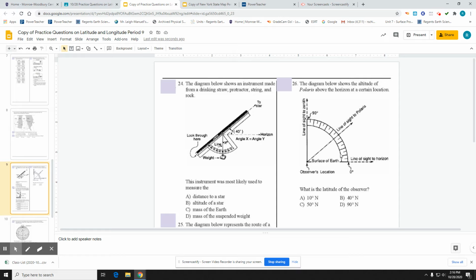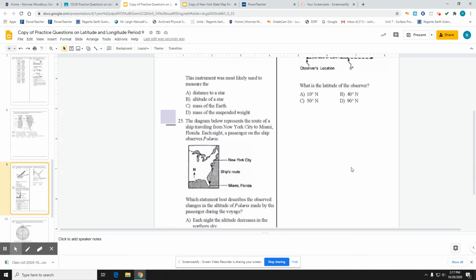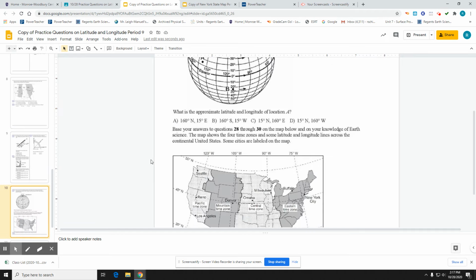Number 26, we're looking at this. It looks kind of like a protractor here, but this is the angle of sight to see Polaris. So we want to figure out what this angle is right here. Now, there are altogether 1, 2, 3, 4, 5, 6, 7, 8, 9 boxes in this 90-degree span here. So each box is worth 10. So if I counted up here, that'd be 10, 20, 30, 40. And I'd have a 40-degree angle right there, and the observer would be saying that they were at 40 degrees north latitude. Let's go to the next page.